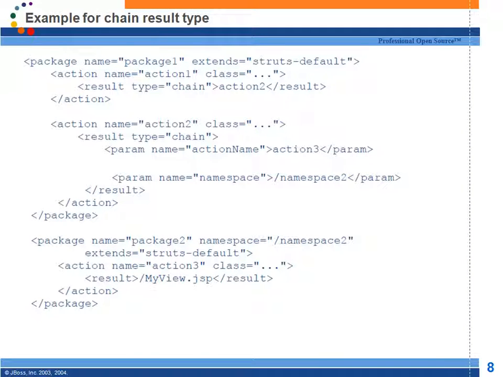See the example? There is one action called action 1. The result type is chain. It is having the value of action 2. So whenever you invoke this action 1, if the result type is this one, action 2 will be invoked. Action 2 again chain. Action name is action 3, right? But see here, this is one package and this is another package. For this package, the namespace is.